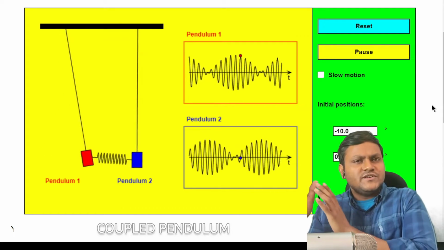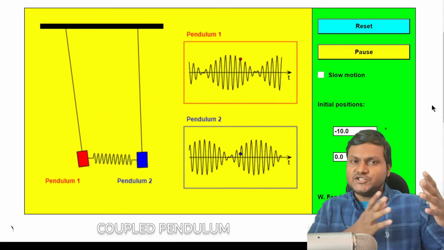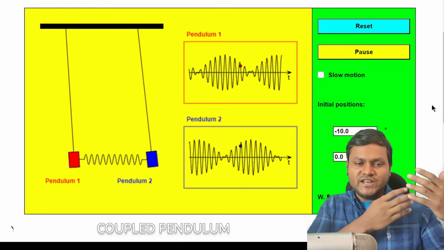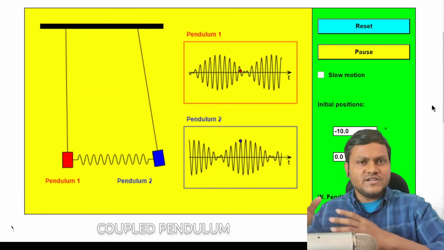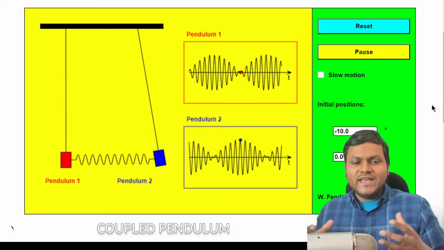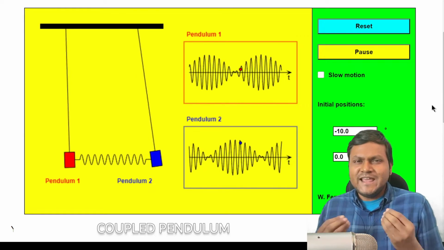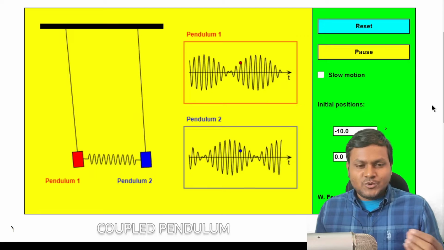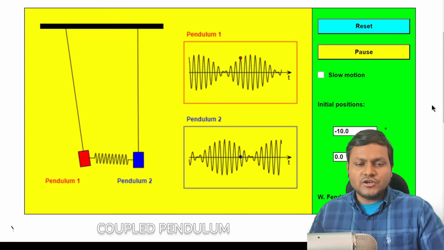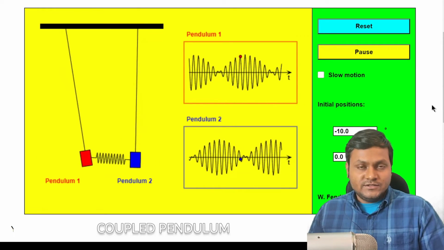How do the oscillations of one pendulum affect the oscillations of the other pendulum? How do the oscillations of the other pendulum affect the oscillations of the first? How do they interact with each other? What is the nature of their relationship? So we're going to look at the detailed nature of their motion in today's video.